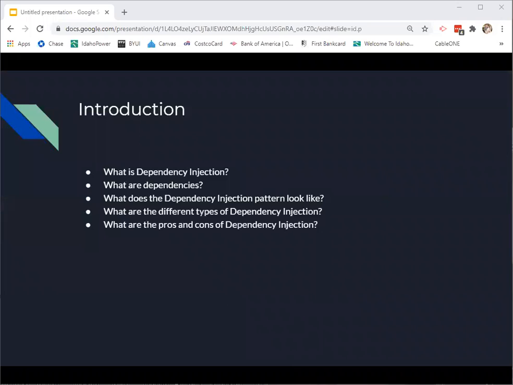I will be briefly touching on the following topics. What is dependency injection? What are dependencies? What does the dependency injection pattern look like? And what are some of the pros and cons to using dependency injection?